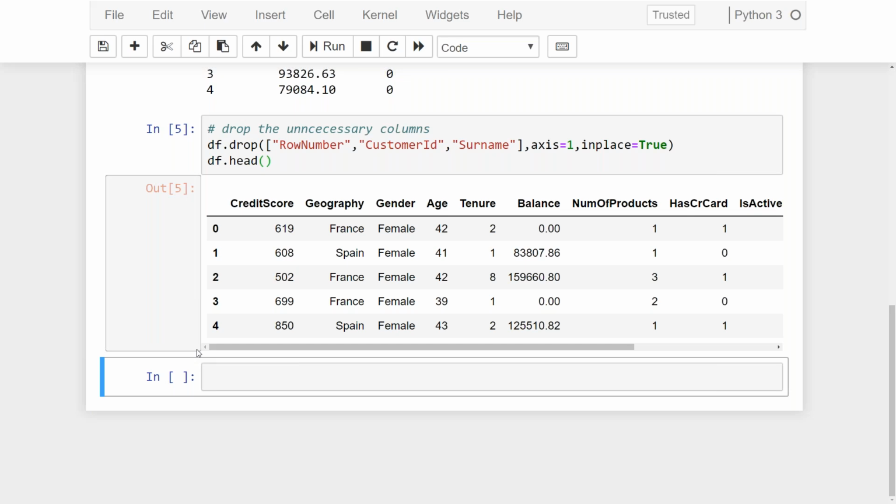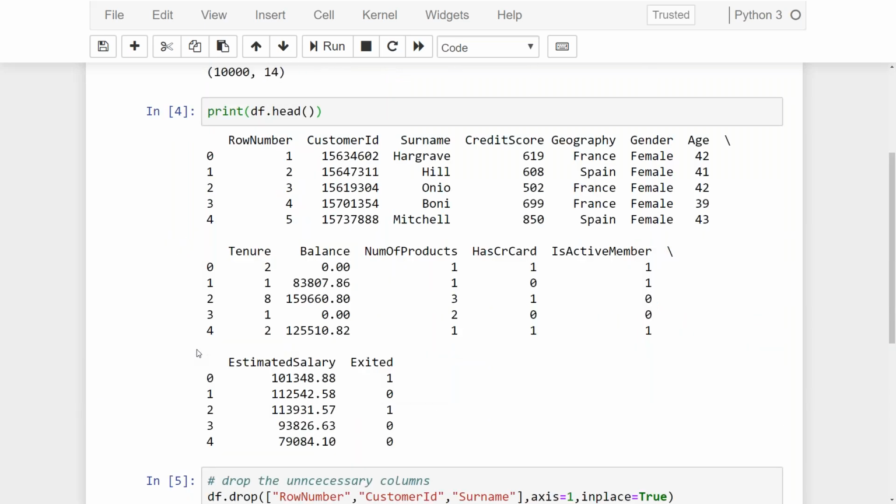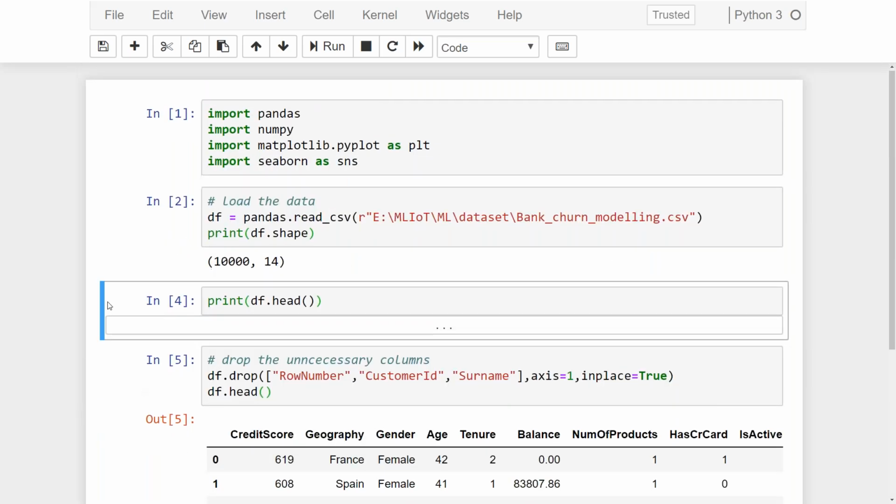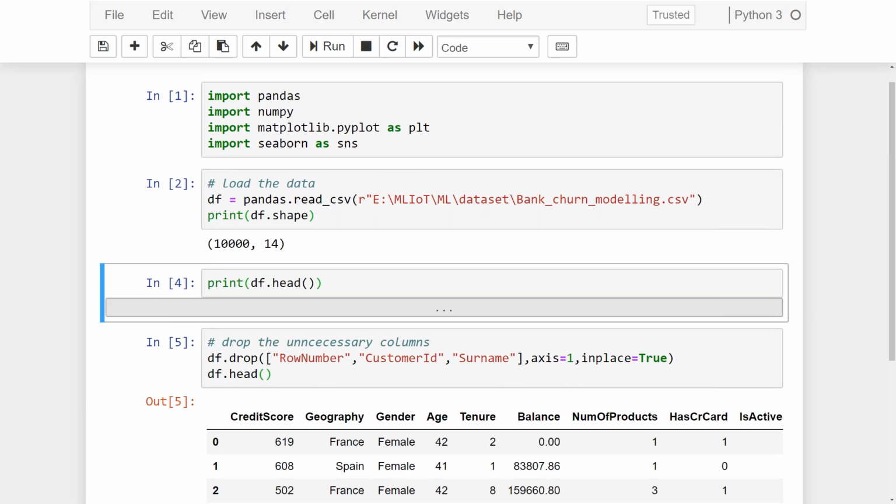Axis equal to 1 is for dropping columns, and axis equal to 0 is for dropping rows. The difference is that if you make inplace False, those columns will not be permanently dropped. So for every execution you have to write this code in every cell for inplace False. For inplace True, once you have dropped them, they do not exist in your data.